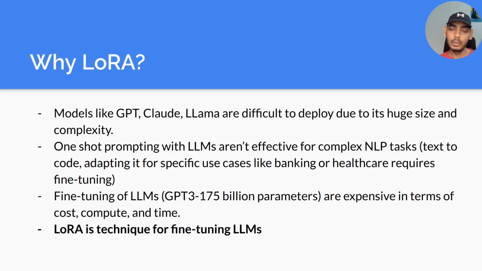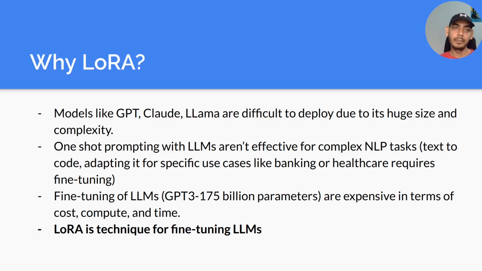And there are techniques like one-shot prompting, where you can pass your feature plus target and give it to the LLM, and it will understand the nuances of your feature and target. Okay, and it tries to generate. But this is not possible for complex tasks like text to code or any specific use case related to finance or healthcare, right? Where you have to fine tune a model. You cannot just directly give one shot prompting.